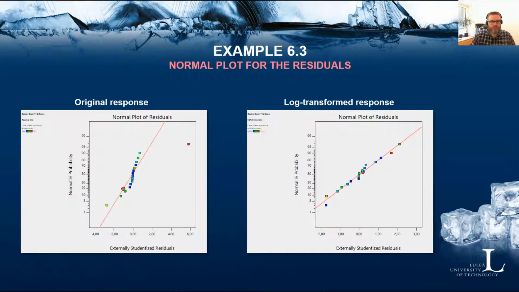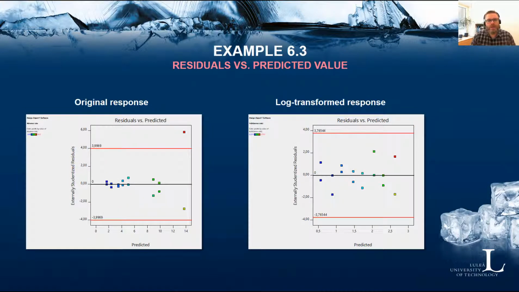Another potential plot where you can see a potential need for a transformation of the original response is this one, where you have residuals versus predicted, and we can see that there is almost a funnel shape for the residuals from the model with the original response. We have one really big deviating residual, and this is also quite big.